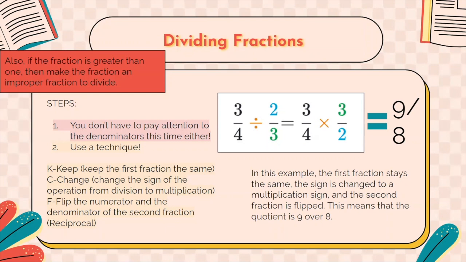In this example, we have 3/4 divided by 2 over 3. We keep the first fraction the same, we change the sign to a multiplication sign, and we find the reciprocal of the second fraction, which is 2 over 3. The reciprocal of 2 over 3 is 3 over 2. So the expression would be 3 over 4 times 3 over 2, which equals 9 over 8. And this cannot be further simplified.